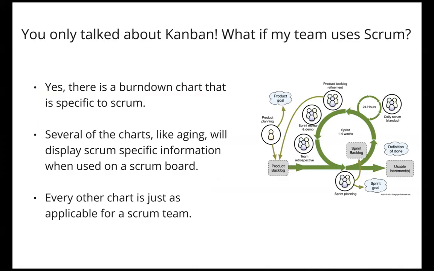sprint data. So the aging chart will say this item has been in 4 different sprints. It kept carrying over from one sprint to the next, to the next, to the next. So all of this stuff is equally applicable for either a Scrum or a Kanban team. I built it mostly for Kanban teams, but there's lots and lots of good stuff in there for Scrum teams as well.